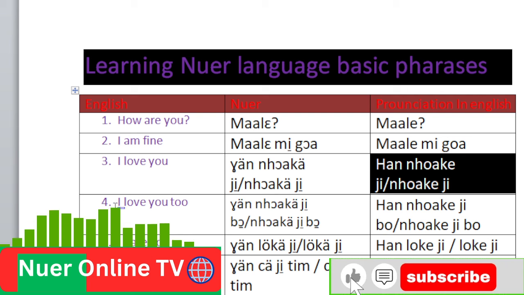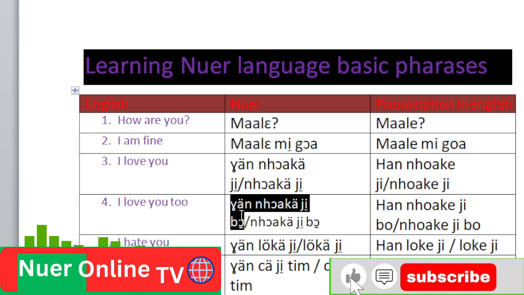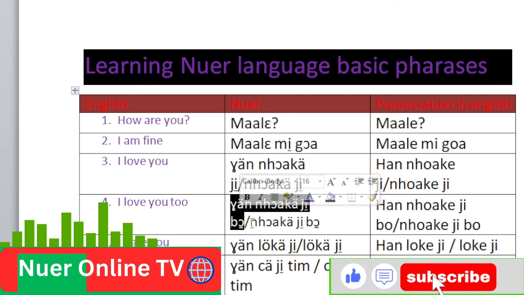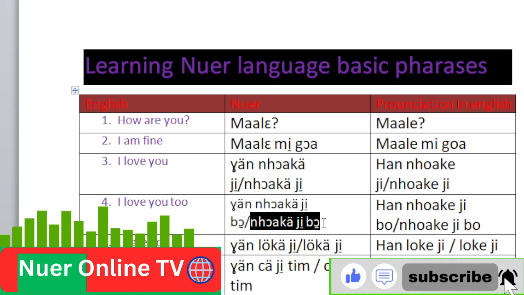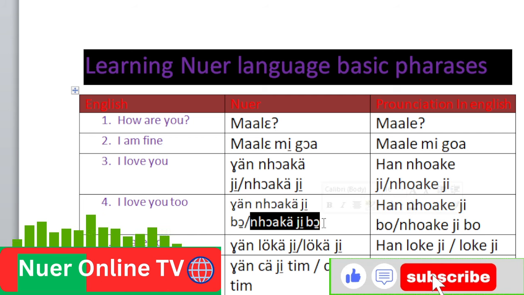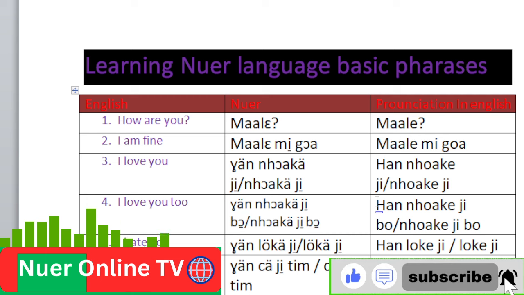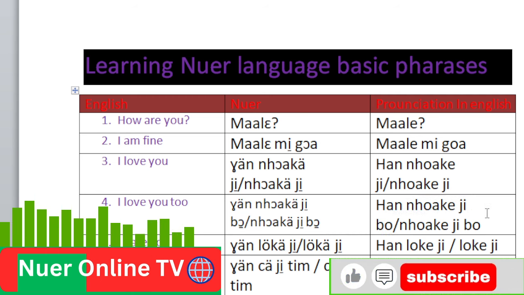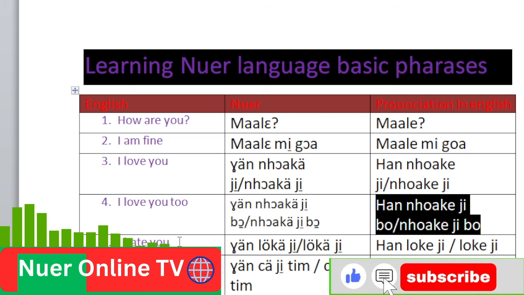Number four, I love you too. Nwakajibo. Or you can simply say it in short form, Nwakajibo. I love you too. Nwakajibo or Nwakaji. This is how you can read it in the English alphabet.